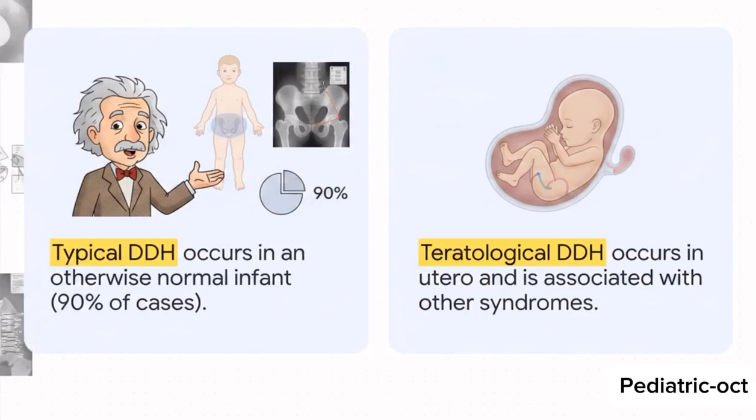So the crucial point is distinguishing between typical and atypical presentations. Typical DDH, which accounts for roughly 90% of cases, happens in an otherwise completely normal infant and can develop perinatally or postnatally. But then, on the flip side, we have teratologic or atypical DDH, making up the remaining 10%. These dislocations occur deeply in utero, and frankly, they're fundamentally different. They're totally unreducible on a neonatal exam and are commonly associated with other underlying syndromes like myelomeningocele or arthrogryposis.